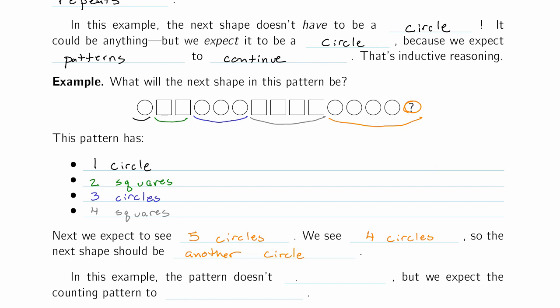In this example, the pattern doesn't repeat itself, right? We don't go back and have one circle again. We have more and more circles every time. But we have this counting pattern that we expect to continue. That's inductive reasoning. We recognized a pattern and we expect it to continue.